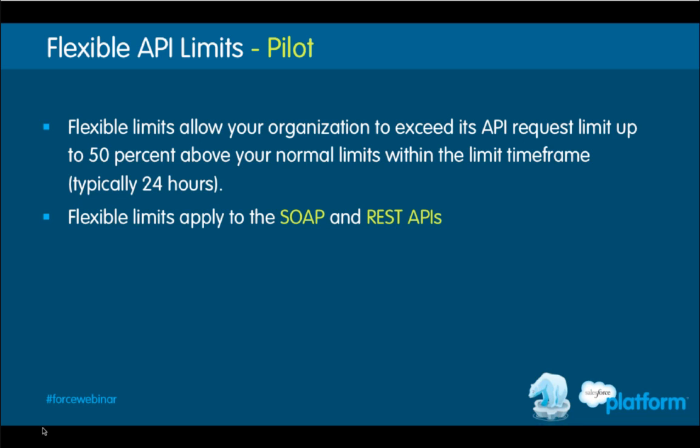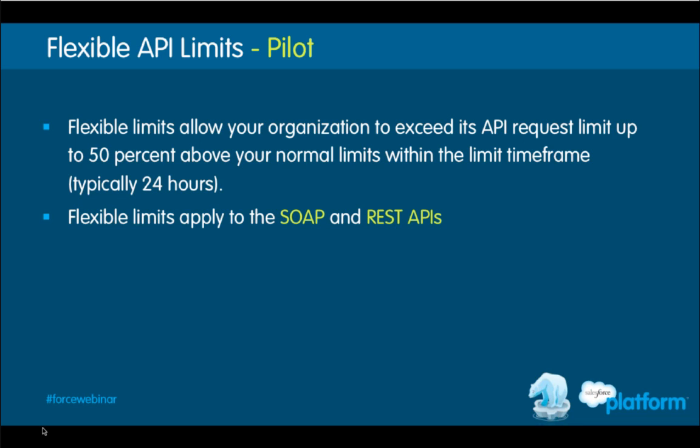Your exact API limit for each org depends on the type of org and the number of user licenses, etc. But whatever it is, let's say you have 100K worth of API calls in a day. If you have this pilot enabled, you can go up to 150K on that given day without any penalty, no errors, nothing. You can simply scale up 50% over your limit. Now, these limits only apply to the SOAP and REST APIs, so that's important to remember.